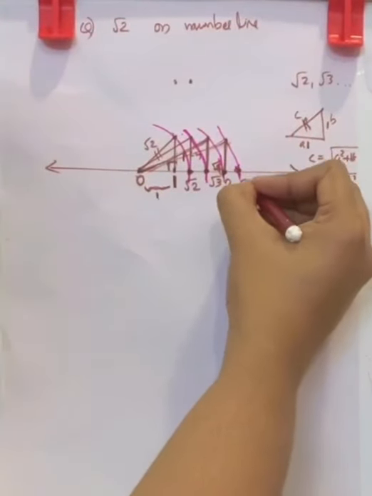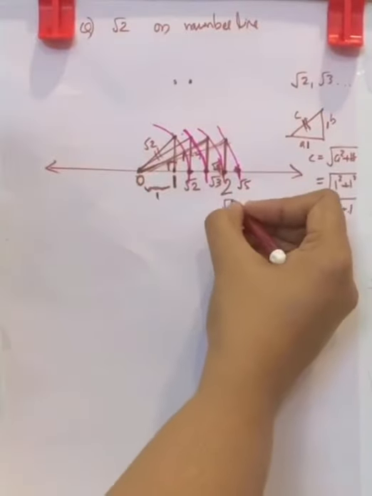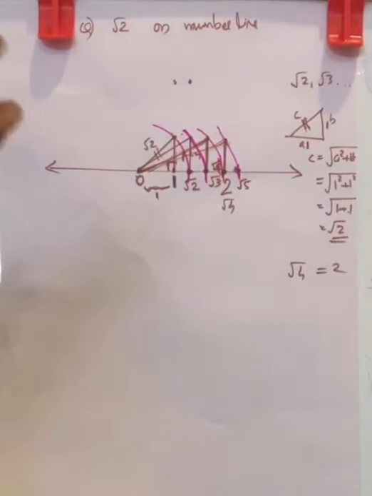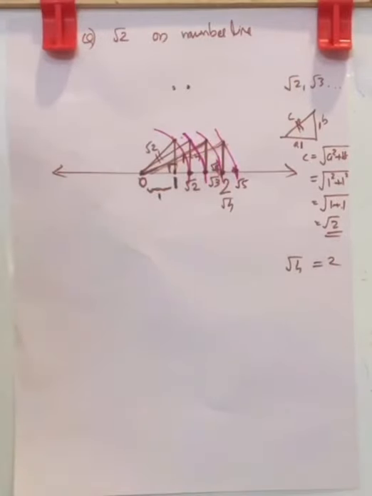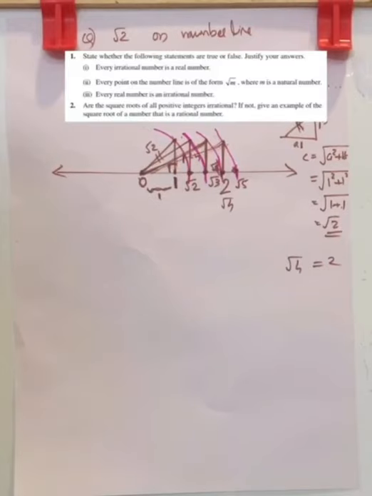It will be root 5. 2 is root 4. This is the method to locate irrational numbers or roots on the number line. Now coming to exercise 1.2, state whether the following statements are true or false.